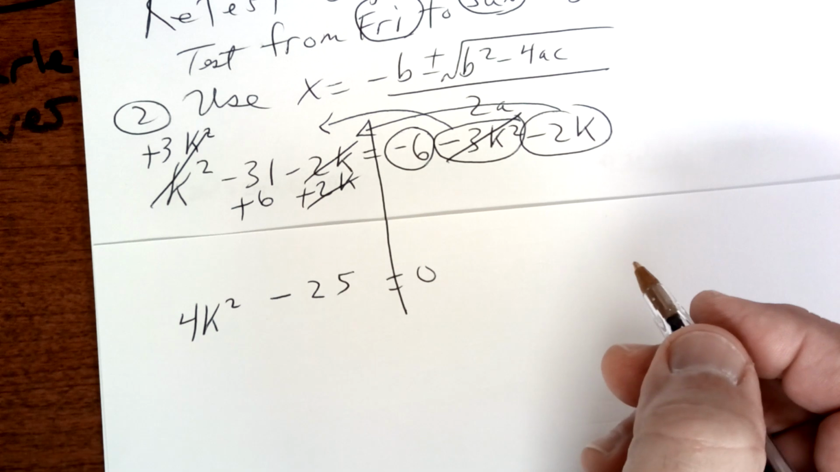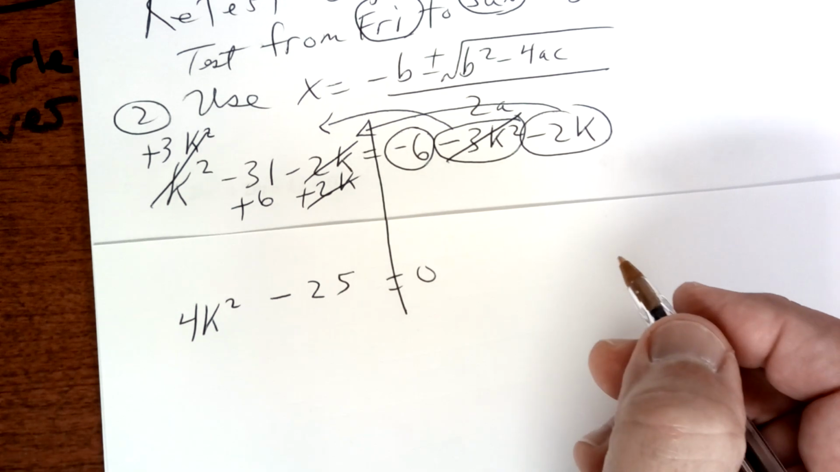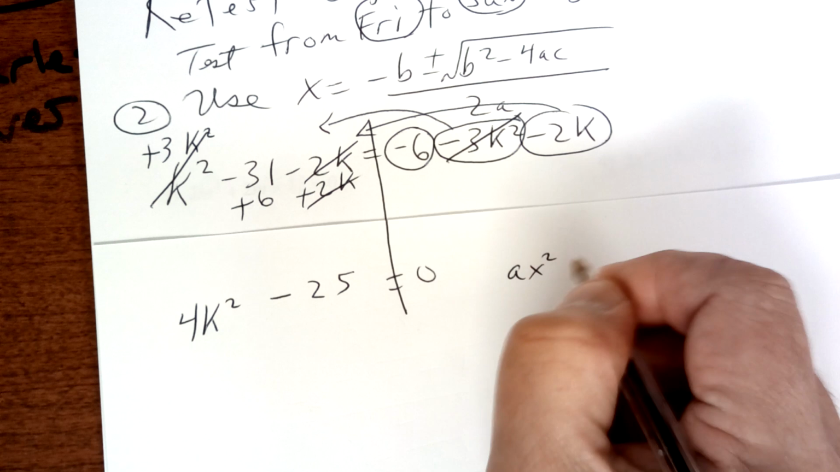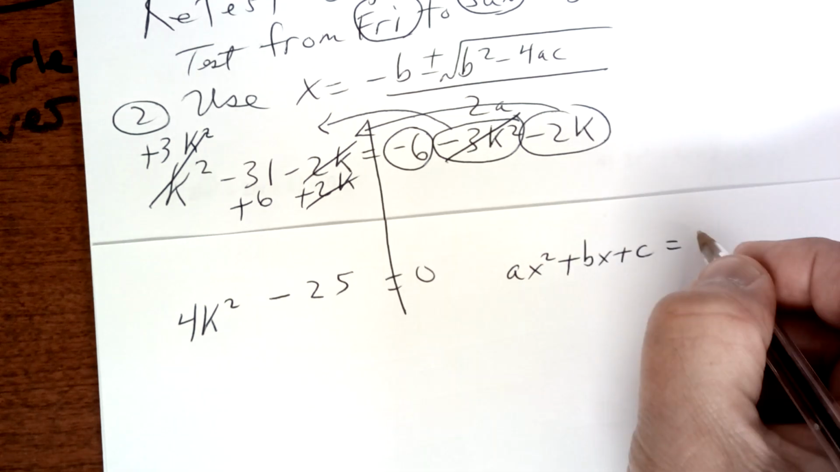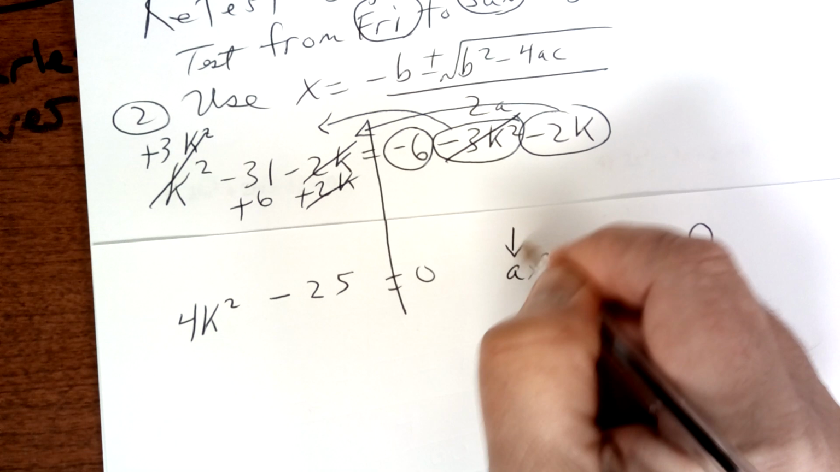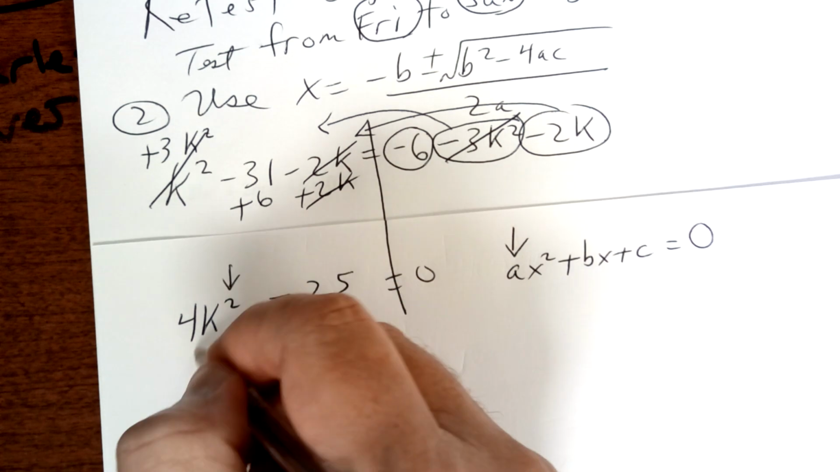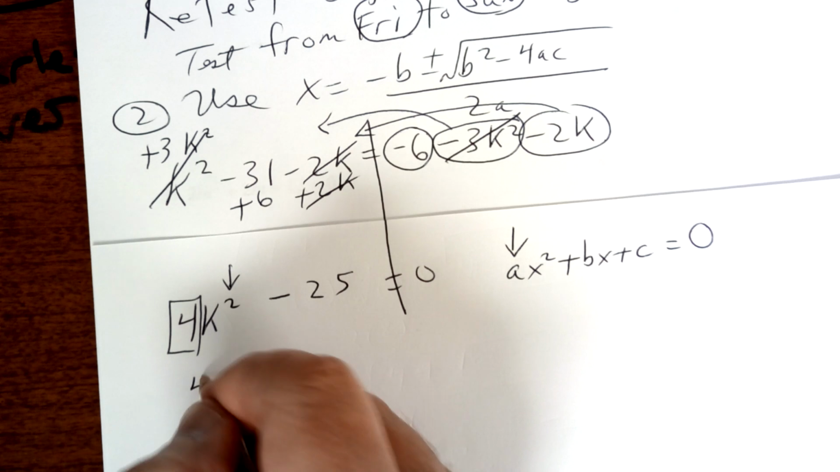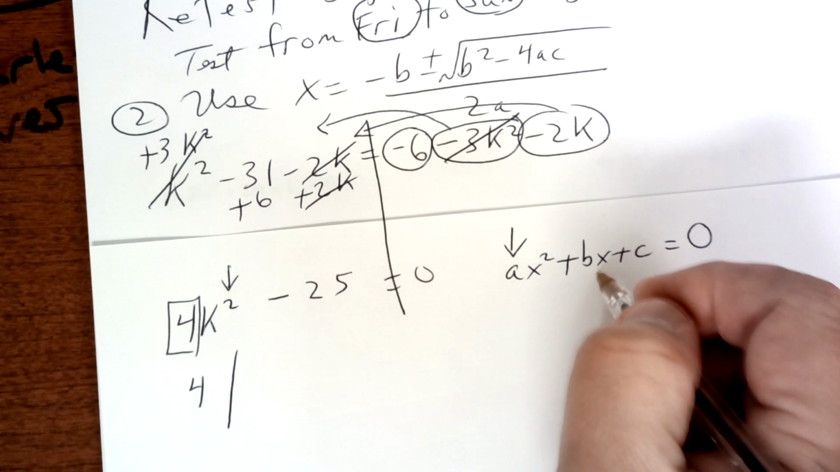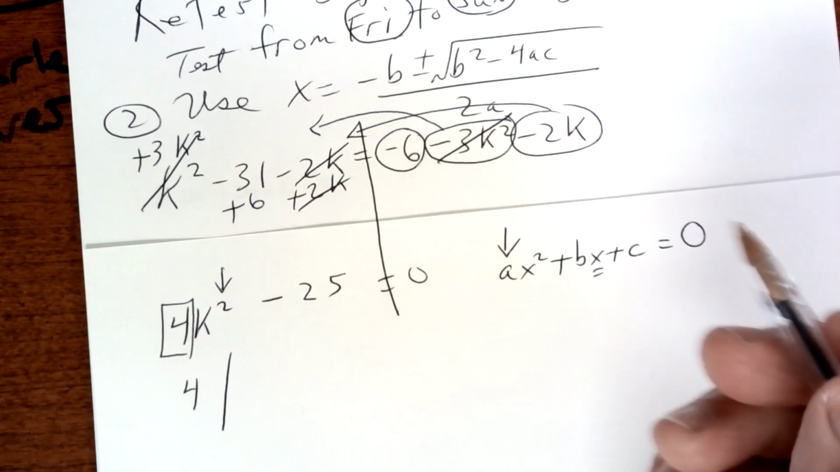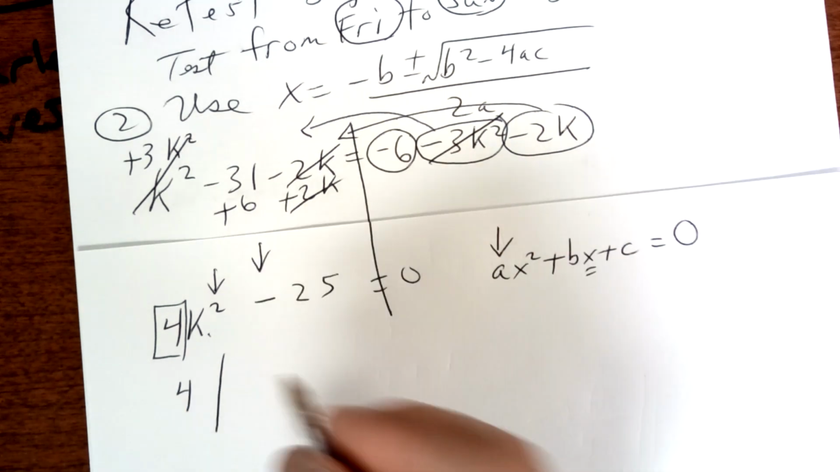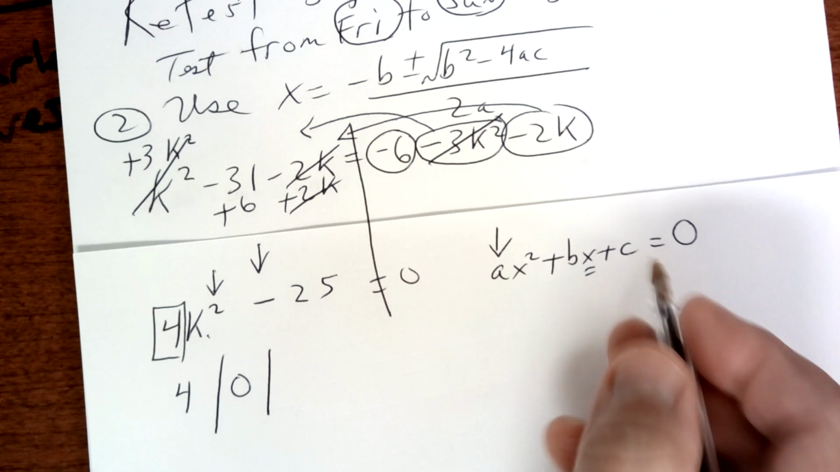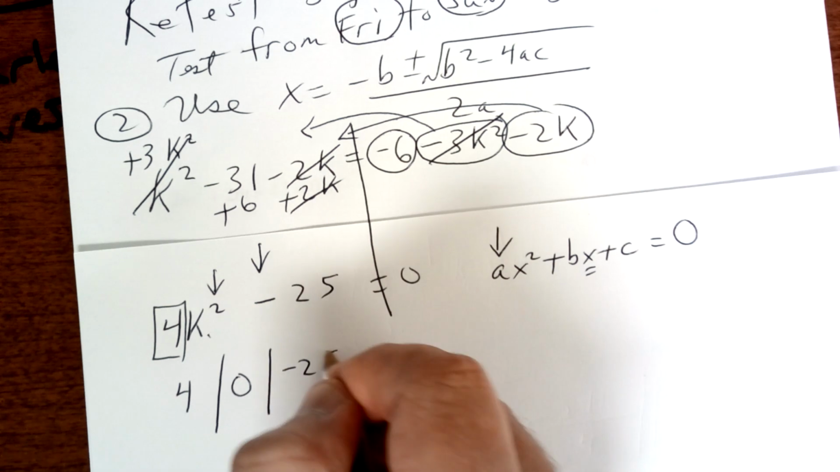Okay, so once you get to this point, you've got to identify. So it's ax squared plus bx plus c equals 0. So the a is in front of the x squared, so the a is 4. There is no x. There's an x squared or a k squared, but there is no k, so 0 is your b, and c is negative 25. So you plug it in and you work it out.